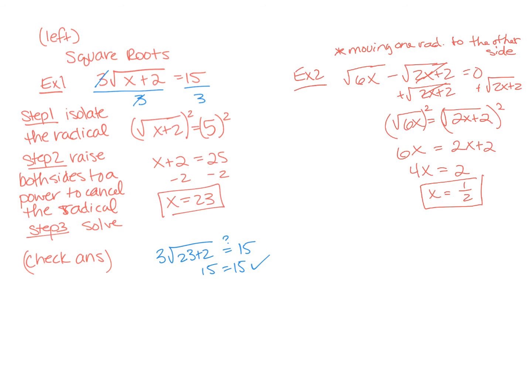When I go to check that answer in the original, I have the square root of 6 times 1/2, which is the square root of 3, minus, and then I have 2 times 1/2, which is 1, plus 2, which is another square root of 3. And the square root of 3 minus the square root of 3 does indeed equal 0. So I know that I've got the right answer, and it's not extraneous because it makes my original equation true.